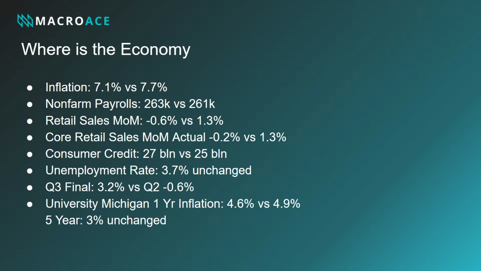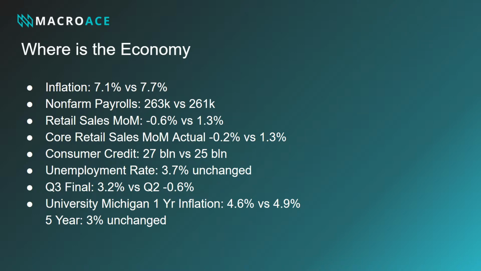The UMich, or the University of Michigan, 1-year inflation expectation, downgraded to 4.6% compared to the prior 4.9%. The 5-year inflation expectation remained unchanged. So what are consumers feeling? That's what's important too. Are they expecting inflation to fall? That could translate into consumers maybe spending less in the future if they feel that the price of goods that they're paying for is still too high.